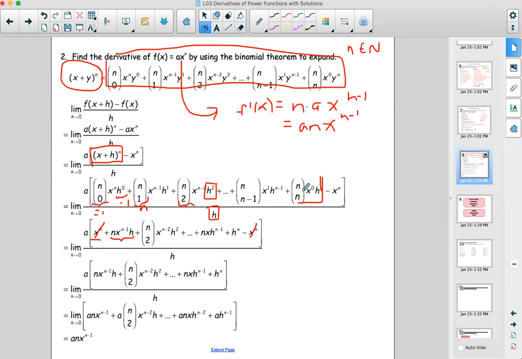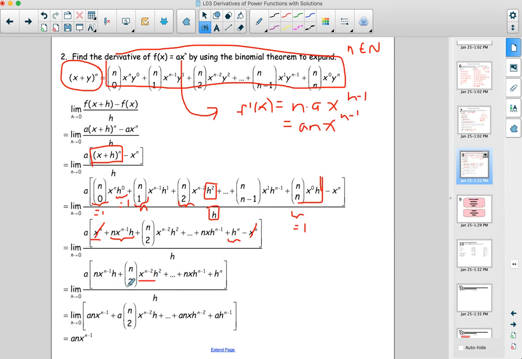On the end here, if you have n items and you choose n of them, there's only one way to do that. And x to the 0 is 1, so this last term is just going to become h to the n. But again, it wouldn't be necessary to simplify that one out. So after the x to the n's drop off, I have n times x to the n minus 1 times h plus n choose 2 times these bits.